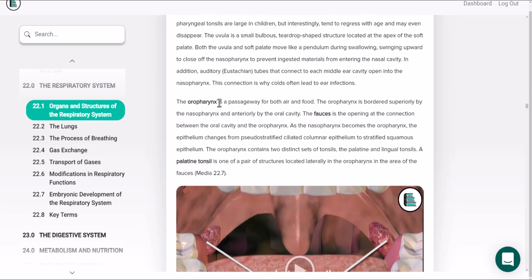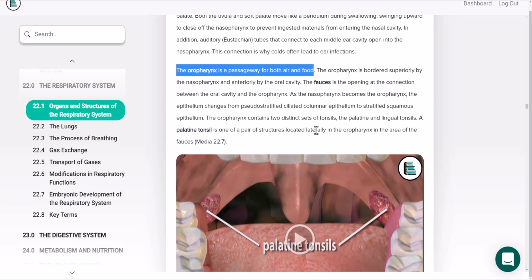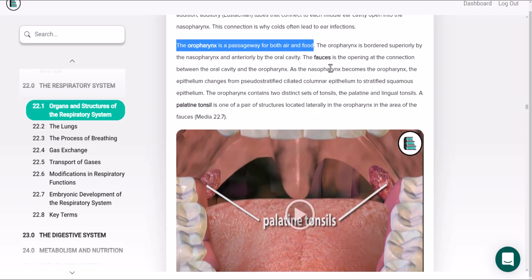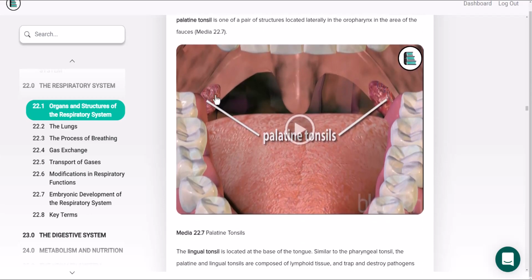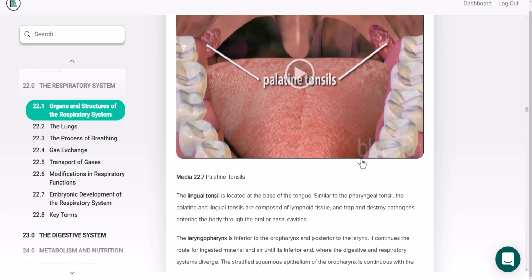Oropharynx is the passageway for both air and food. There's a connection, therefore, between the digestive system and the respiratory system. And again, nasopharynx has the pseudostratified epithelium, whereas the oropharynx has the stratified squamous non-keratinized. Here's a view of those palatine tonsils when they are not infected, and they can become much, much larger and quite large during an active infection.